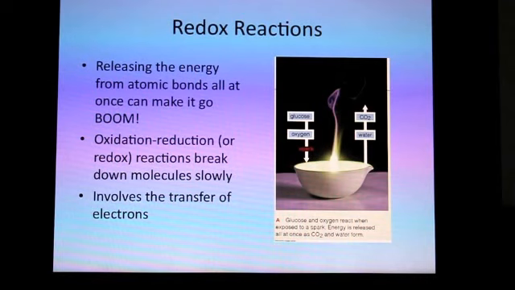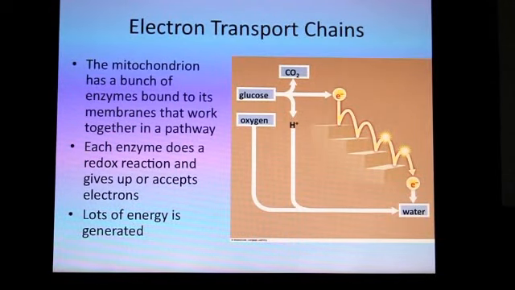What's happening is something called redox, or oxidation reduction reactions. These break down the molecules slowly. It involves the transfer of electrons. It's a way of harnessing this process, so instead of it going boom and releasing it all at once, it releases it nice and slow so your body can use it.